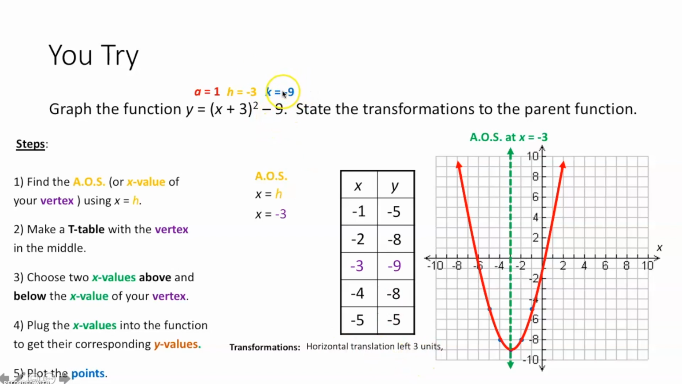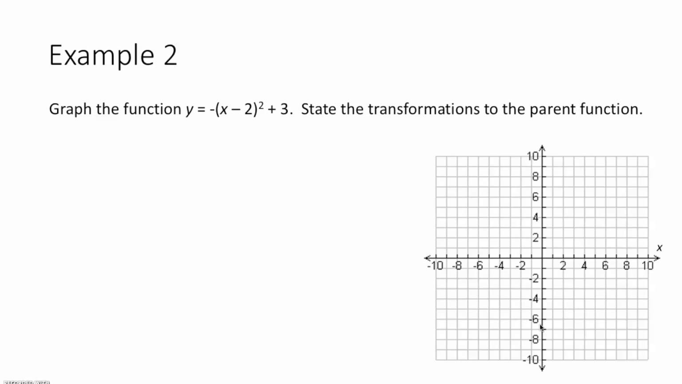Our k value is -9, meaning that it took the original graph of y equals x squared and moved it down 9 units. So a vertical translation down 9 units. And that's how you figure out what your transformations are. Example 2, doing the same thing.